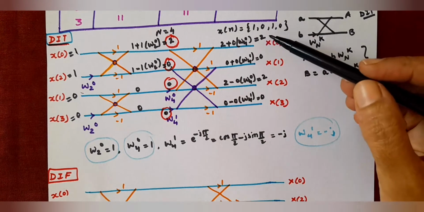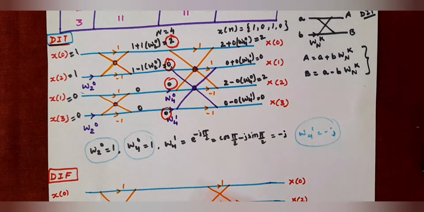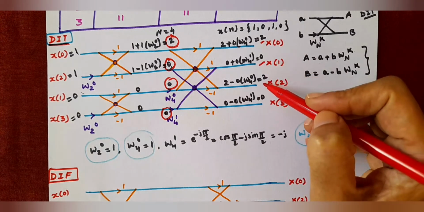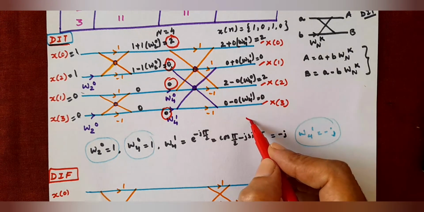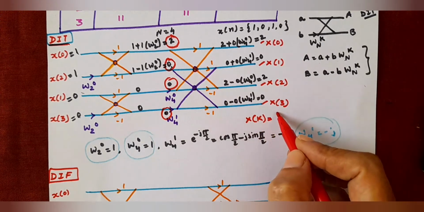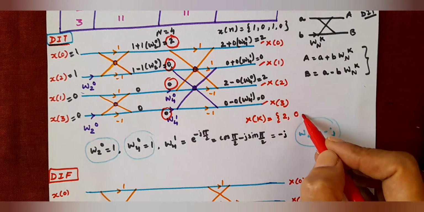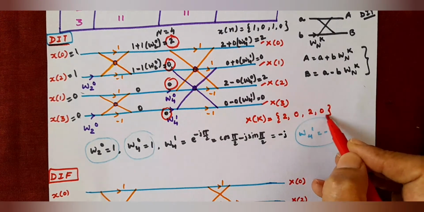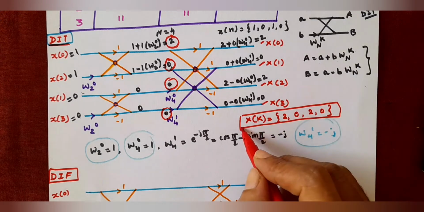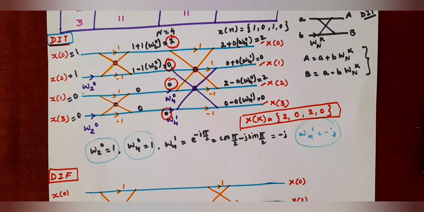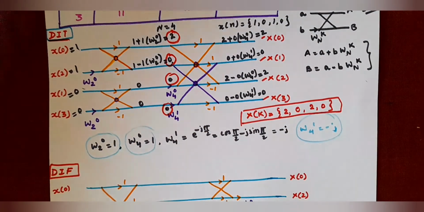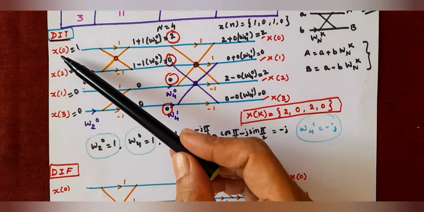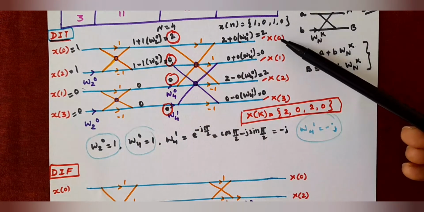So what are the output values now? 2, 0, 2, 0. So we got the X of k as 2, 0, 2, 0. This is the output, or the DFT, of the given x of n using the DIT flow graph. Now coming to DIF flow graph. So what have you understood in DIT? The input is in bit reversal order, output is in the natural order.